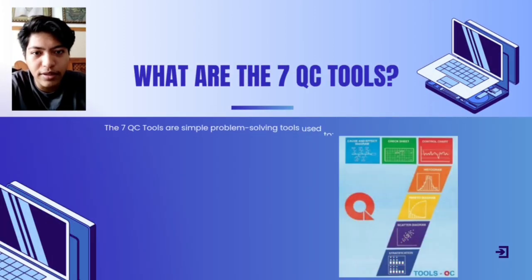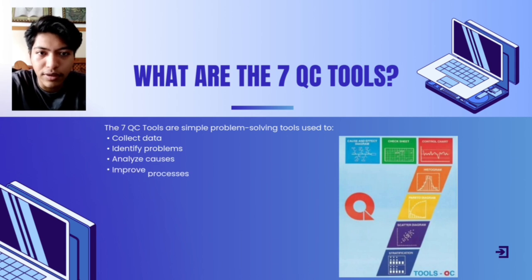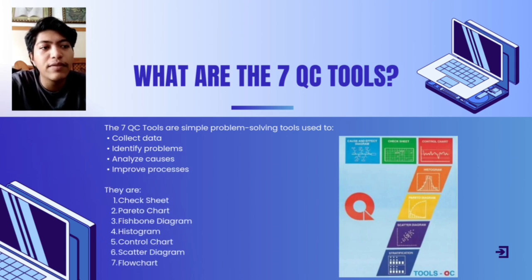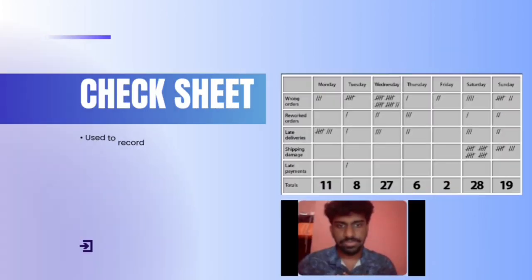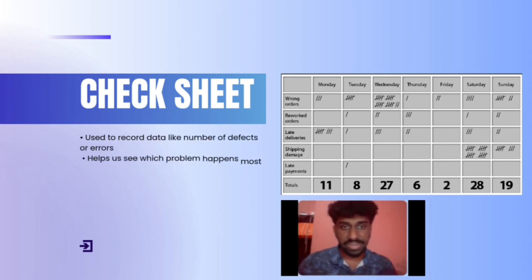For the next part, the tools of the 7 QC tools. What are they? The 7 QC tools are simple problem solving tools that can be used to collect data, identify problems, analyze causes, and improve process. These tools are first the check sheet, Pareto Chart, Fishbone diagram, Histogram, control chart, scatter diagram, and the last one is Flowchart.